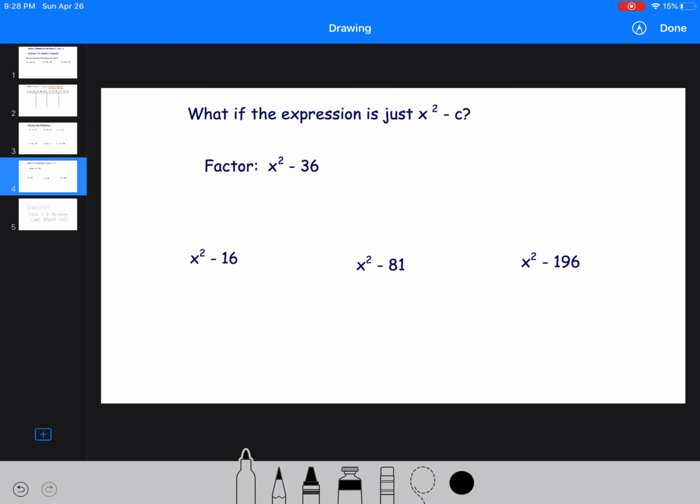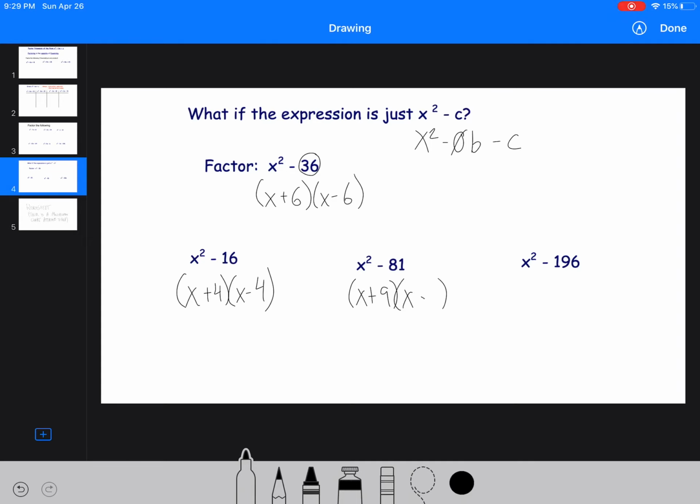Alright, what if we have something like this? Well, all this shows is actually that we have a 0 in front of our b value. So we need two numbers that multiply to negative 36 and add to 0. Well, if this number here is a square, which in most cases it will be, it's actually just the square root of that number. Plus 6, minus 6, they multiply to negative 36 and add to 0. Here we've got plus 4, minus 4. And it doesn't matter ever what order you put these brackets in. They're going to give you the same answer always.